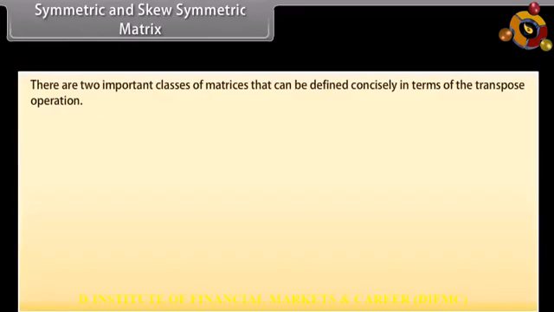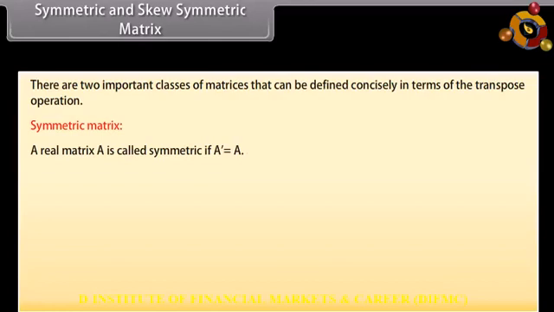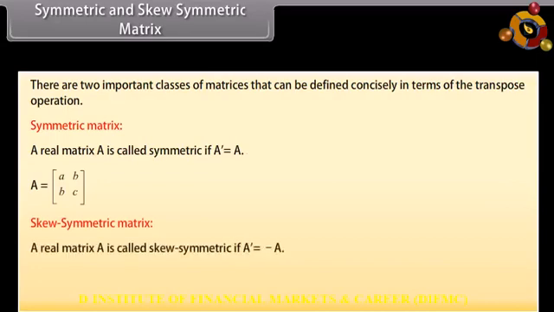Symmetric and skew-symmetric matrix. There are two important classes of matrices that can be defined concisely in terms of the transpose operation. Symmetric matrix. A real matrix A is called symmetric if the transpose of matrix A is equal to matrix A. A is a general 2 by 2 symmetric matrix. Skew-symmetric matrix. A real matrix A is called skew-symmetric if the transpose of matrix A is equal to minus matrix A. Here, A is a general 2 by 2 skew-symmetric matrix.